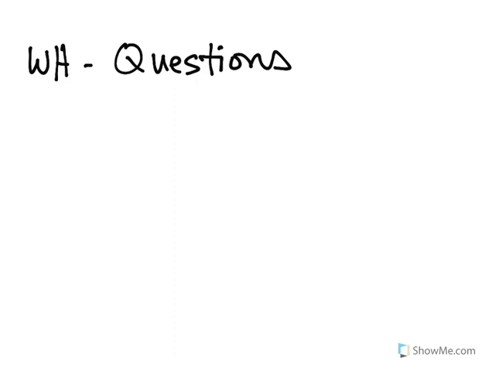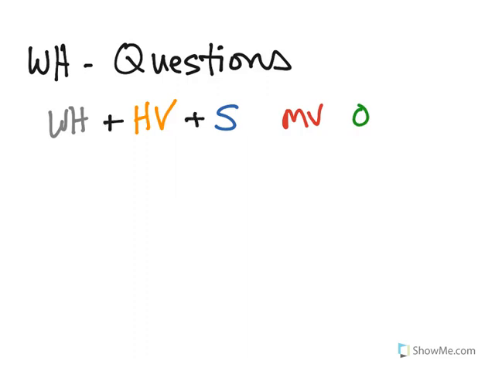And then finally, for WH questions, I'm going to start with my WH word, but everything else is the same as yes or no questions: helping verb first, subject, main verb, and then my object. So WH question, helping verb, subject, main verb, and then my object.